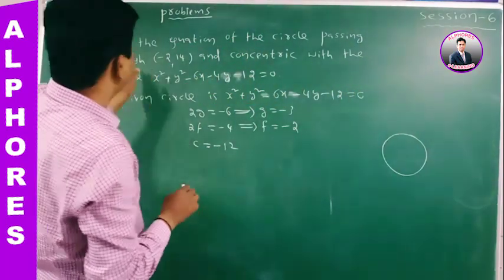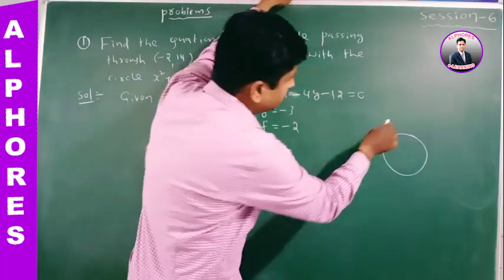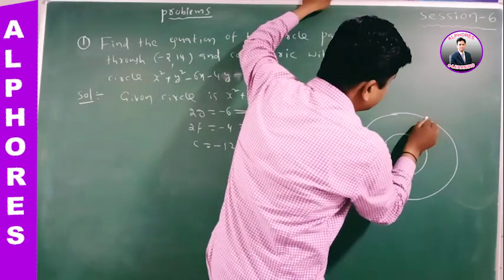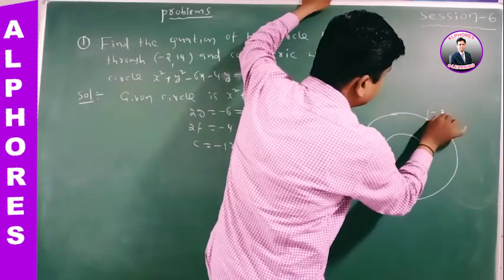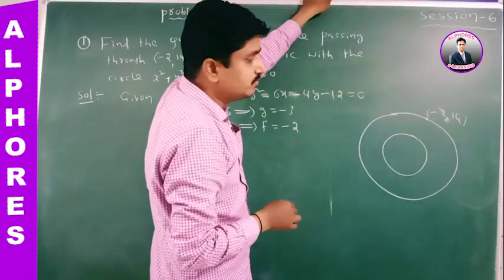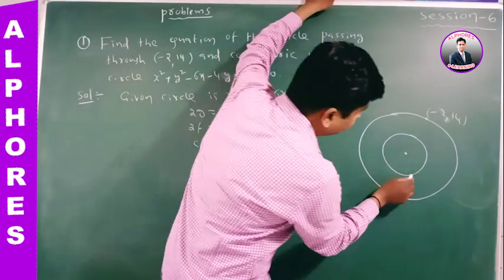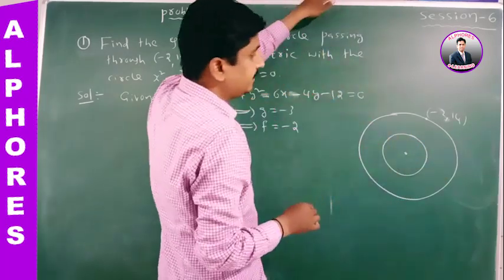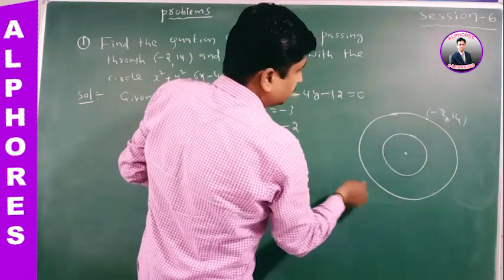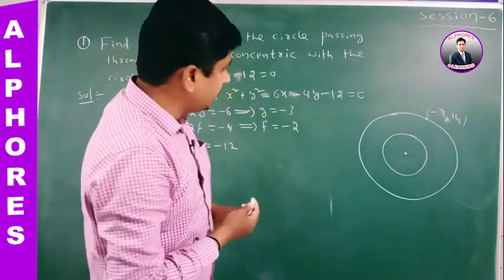Here, find the equation of the circle passing through (-2, 14). Suppose this is the required circle, the circle passing through (-2, 14). This is the given circle. Okay. Here we have to find this circle. Here the two circles are concentric, the centers are the same.